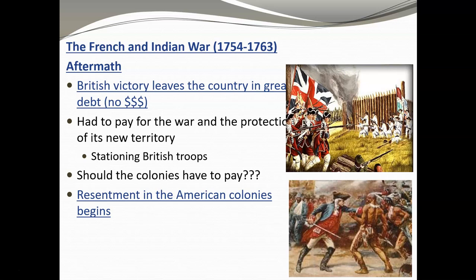And that's not going to work out so well, because it starts to build resentment in the colonies, and the colonists feel like they shouldn't have to pay. They shouldn't have to pay for a war that they didn't even support. That it was only the British government who wanted the land.